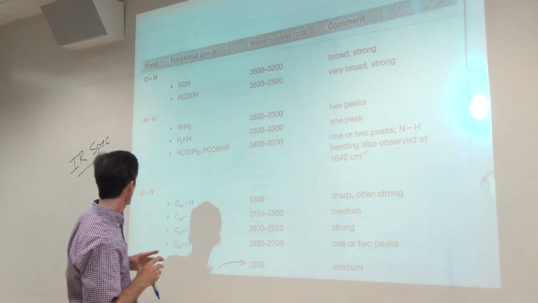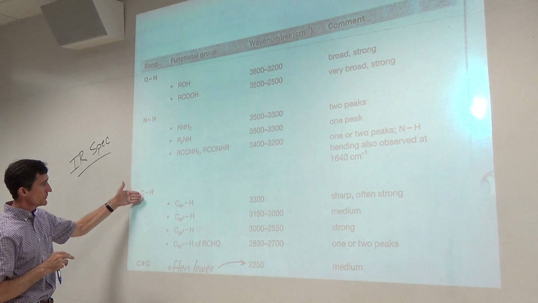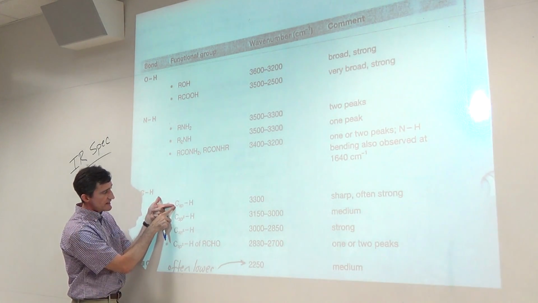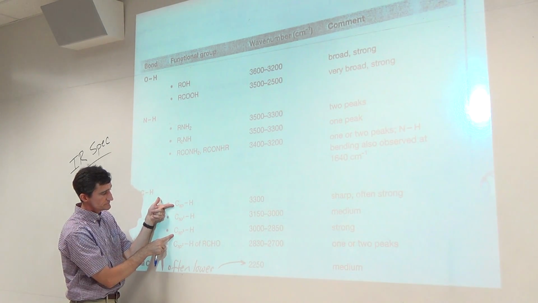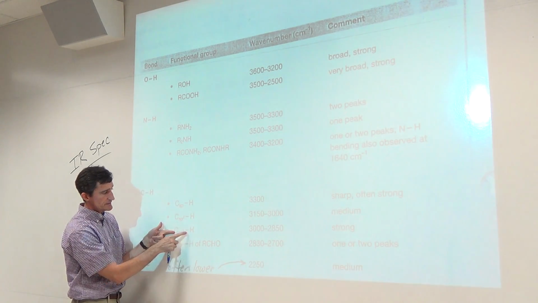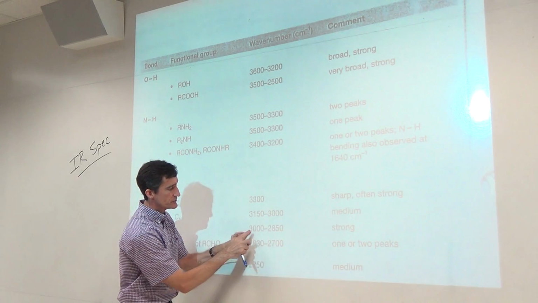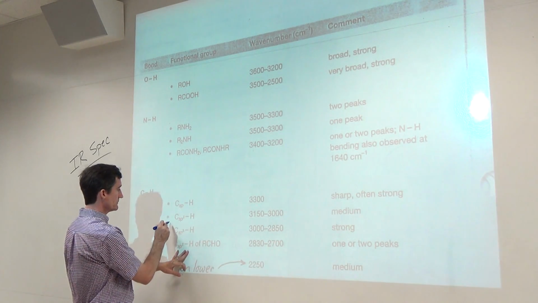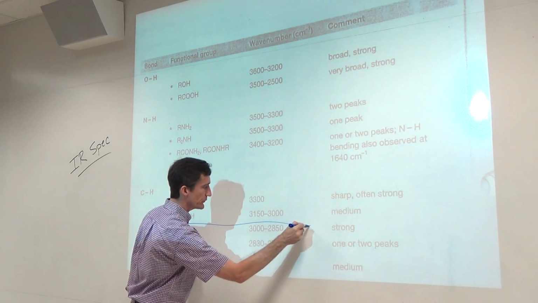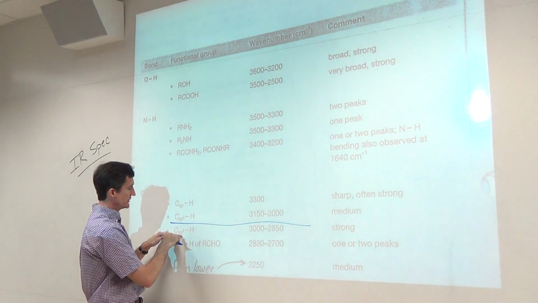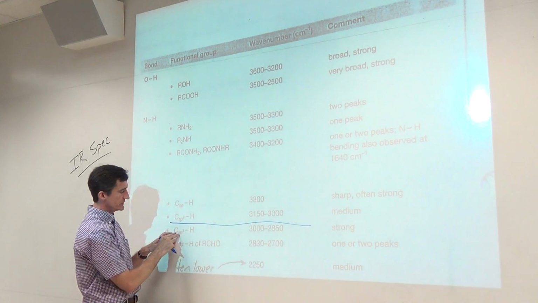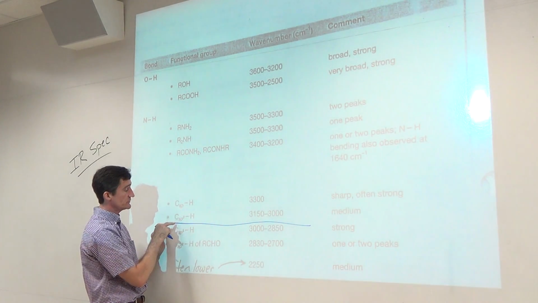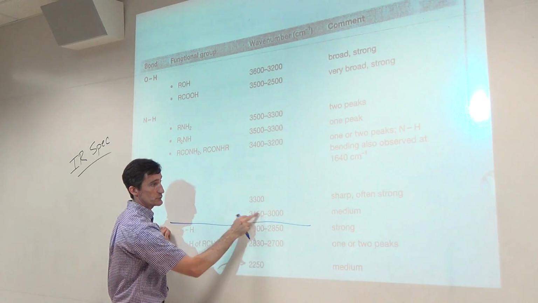We'll make comments later there. This is important, your CHs. As I mentioned, it varies depending on the hybridization of the carbon. We've already mentioned your sp3 CH just below 3000. There's a magical line here. This line is at 3000. Just below 3000 is your sp3 CH. Just above 3000 is your sp2 CH absorbances.